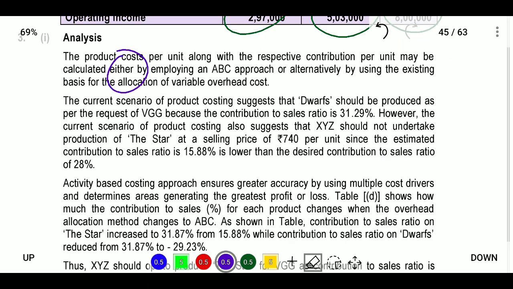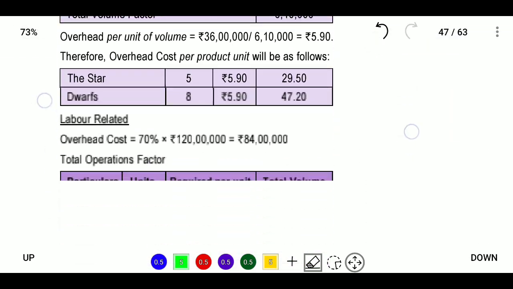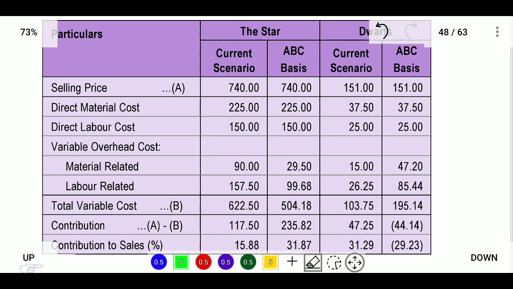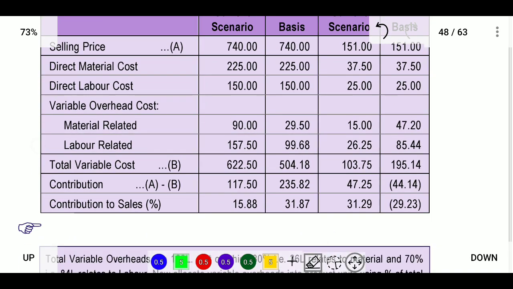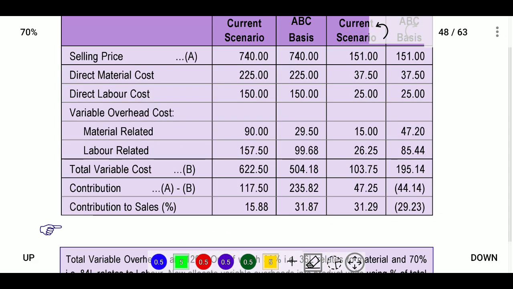First, the current scenario of product costing suggests that draft has more contribution. How did we get that? We see the schedule for sales, and the selling price was provided, 740. For the current scenario, the variable costs provided were 622.5 and 103.75 in case of drafts. So we get the current scenario: 15.88 in case of stars and 31.29 in case of draft. Whenever the contribution is less than the 28% they provided, they will not accept. So the contribution of star was 15.8, and we will not accept this in the current scenario, whereas draft has 31.29, which is more than 28%.